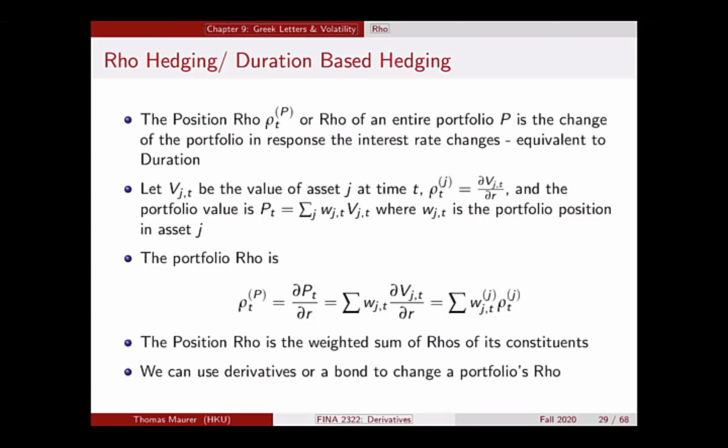How do you hedge rho? Well, that's essentially a duration-based hedge. What you do is you take the derivative of all the assets in your portfolio with respect to the interest rate R, and that's just going to give you the weighted sum over all these rhos. That's the rho of the entire portfolio. Basically, that's the duration of each asset, and we know that the weighted sum over all the durations is the duration of a portfolio. If you want to hedge yourself against small changes in interest rate risk, you want to have the duration, or that rho of your portfolio, to be very close to zero.